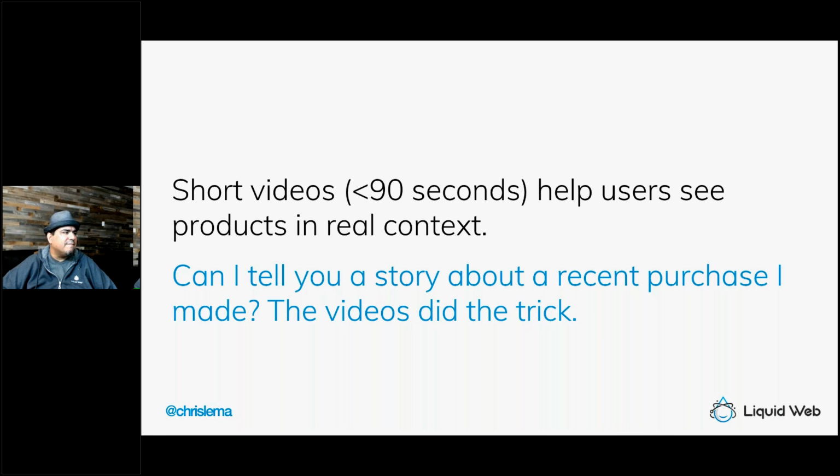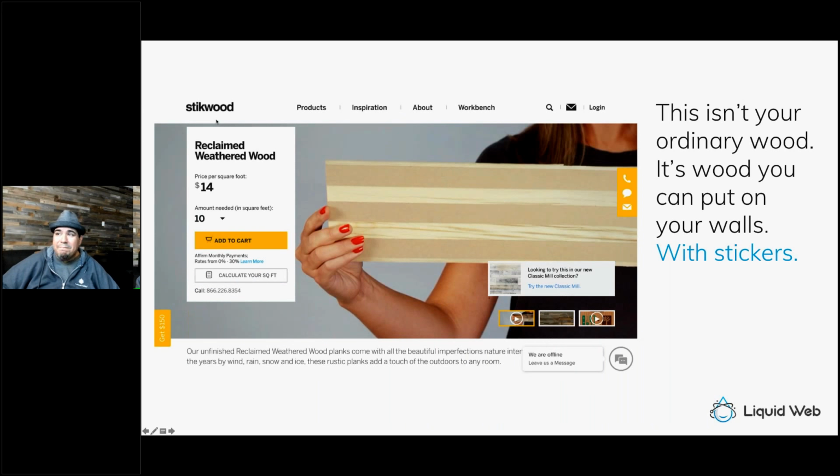So I start Googling, right? And I find Stickwood. Stickwood is amazing because, first of all, it's super, super thin, so it's not heavy, right? Second of all, there's a little square foot calculator. You tell it how big your wall is, and they tell you exactly how many boxes. They automatically determine the boxes.